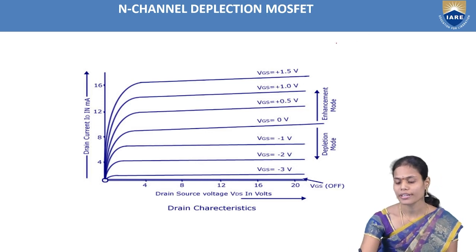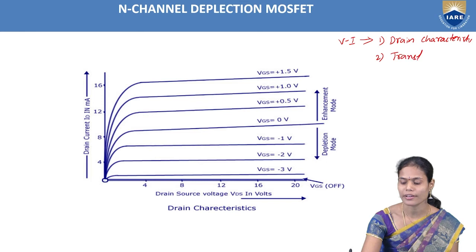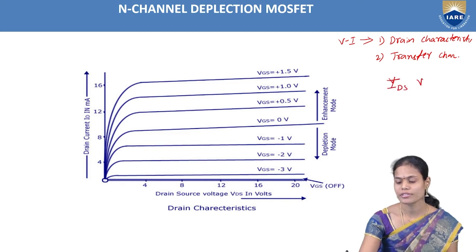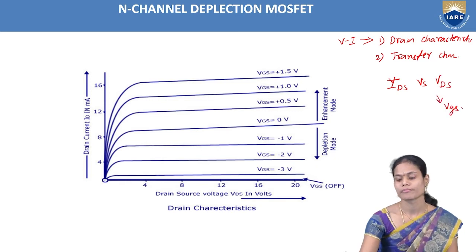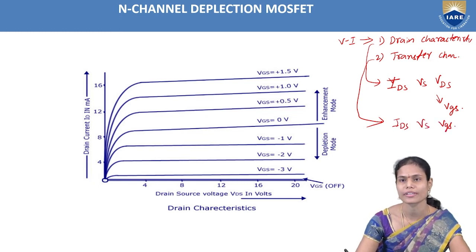In the voltage current characteristics of the MOSFET, we have two types of characteristics. Those are drain characteristics as well as transfer characteristics. Drain characteristics means we take IDS versus VDS for different values of VGS. So this will give the drain characteristics. Similarly, if we take IDS versus VGS, this will give the transfer characteristics.